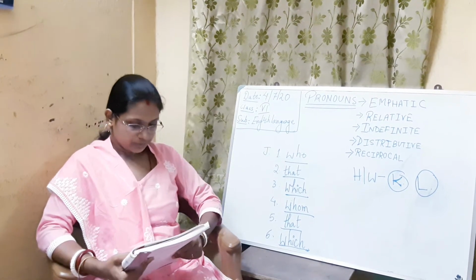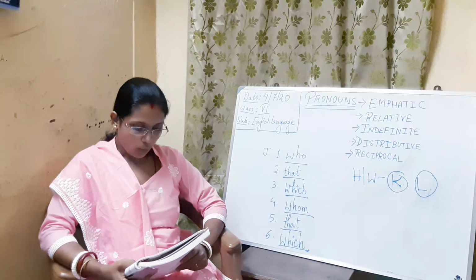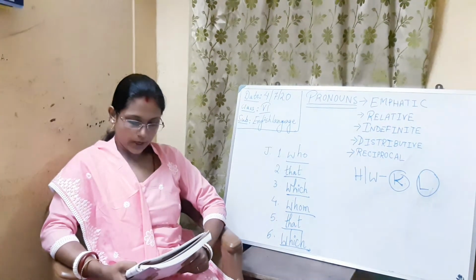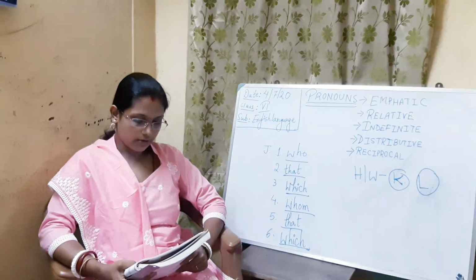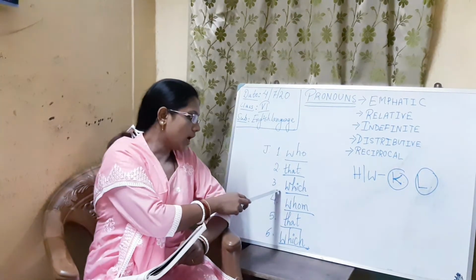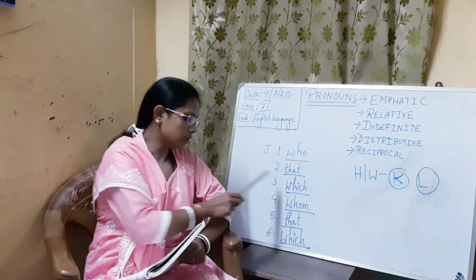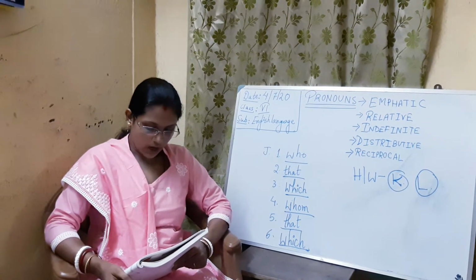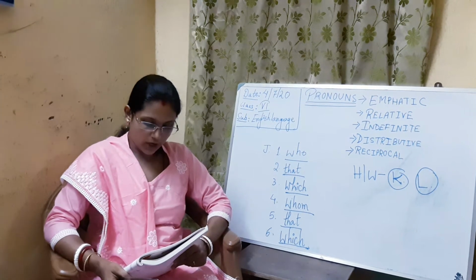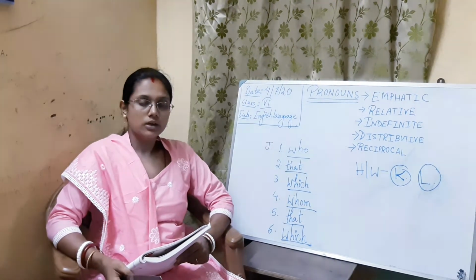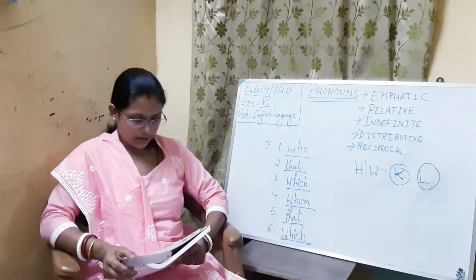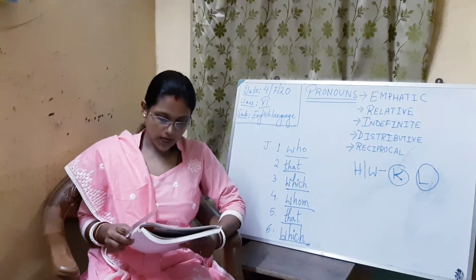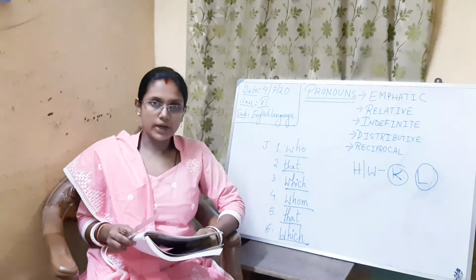Then: the shop dash had shut down last year is reopening on Monday. What can you write? The number 3 answer is which. The shop which had shut down last year is reopening on Monday. Again I am telling, the shop which had shut down last year is reopening on Monday.